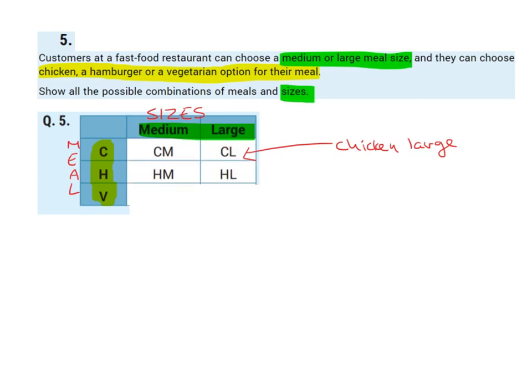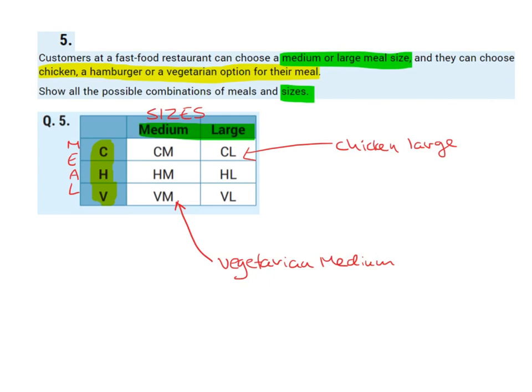In my next row, I have HM, which represents hamburger, medium, and HL, which represents hamburger, large. And in my last row, I have VM, which stands for vegetarian, medium, and VL, which stands for vegetarian, large. So all together, I have 1, 2, 3, 4, 5, 6 possible outcomes.